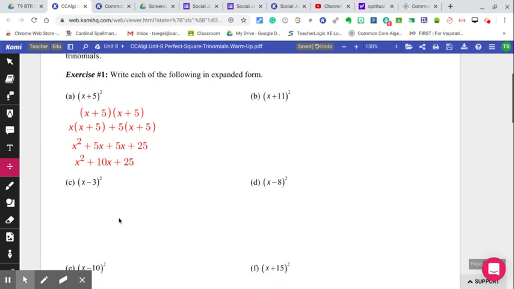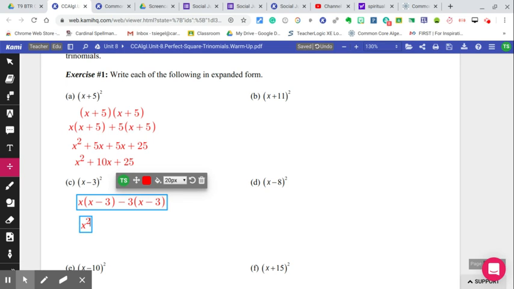I'm going to skip this first step here and go right to the distributive property. I'm going to do x times x minus 3, minus 3 times x minus 3. Then we get x times x is x squared, minus 3x. Then minus 3 times x is minus 3x again. And then negative 3 times negative 3 is plus 9.